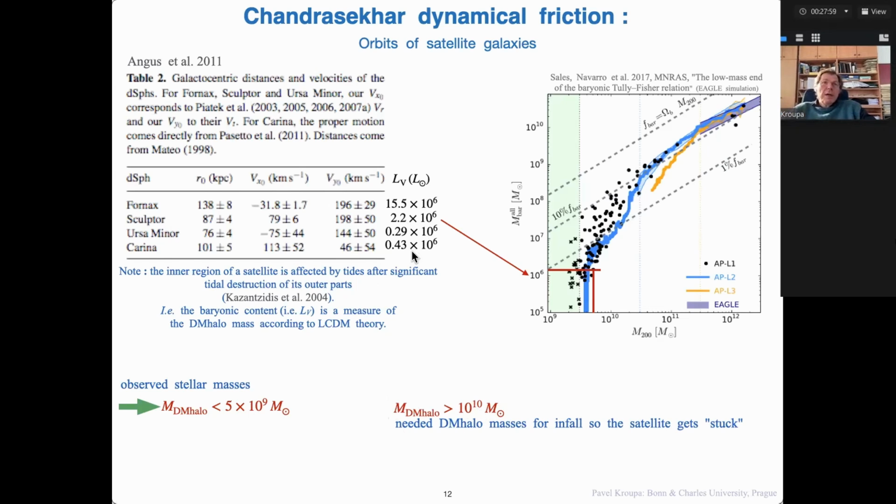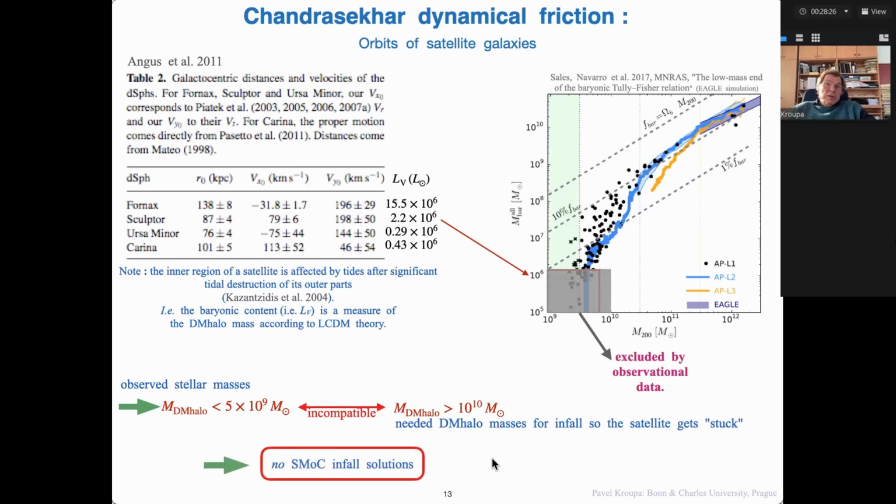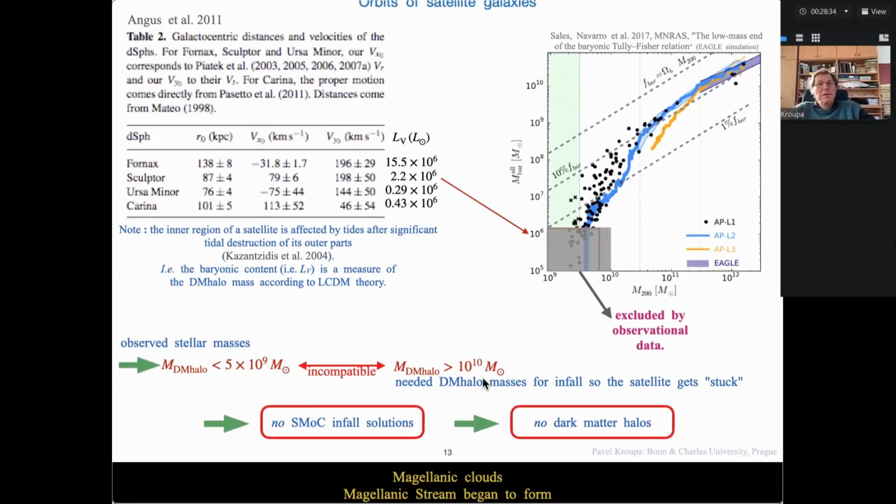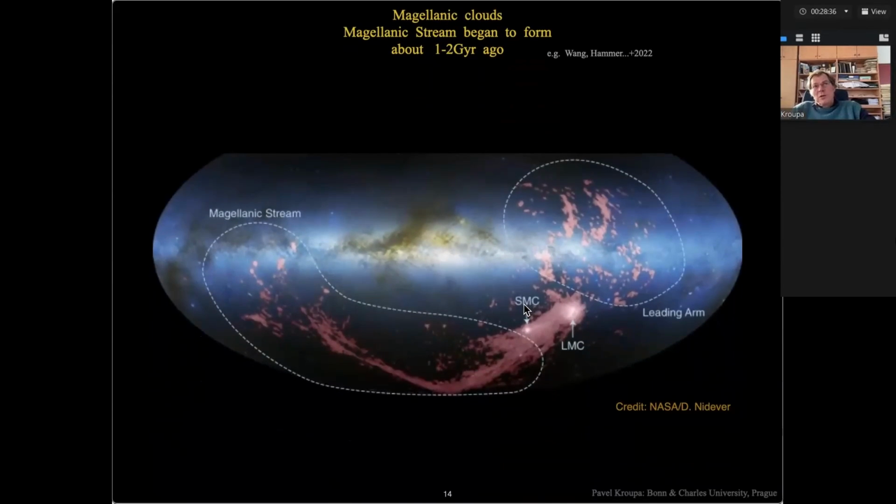While the fact that they have these dark matter halo masses, we are forced by the theory to be in this regime. And so these two are incompatible. In order for them to get stuck, I need a much more massive dark matter halo than the theory is allowed to give me for that mass of the satellite, right? So this basically tells us that there's no solution for them to get stuck given their observed properties, and therefore they can't be in dark matter halos. So that's one test. And of course, we can look at the Large Magellanic Cloud and the Small Magellanic Cloud.